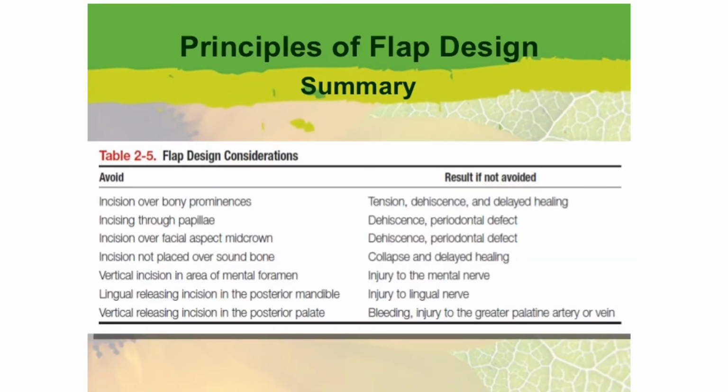So this table summarizes flap design considerations which have to be avoided to reduce the complications associated with it. So first thing is avoid incision over bony prominences to reduce tension, dehiscence and delayed healing. Second is avoid incision through interdental papilla and also over facial aspect of mid crown. So this reduces dehiscence and periodontal defect. And third is avoid incision which is not placed over sound bone to reduce chances of collapse and delayed healing.